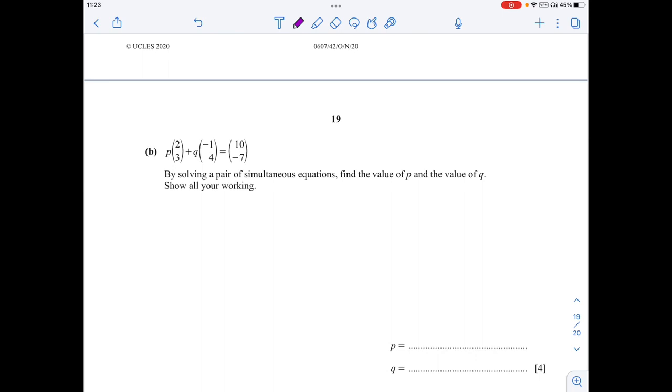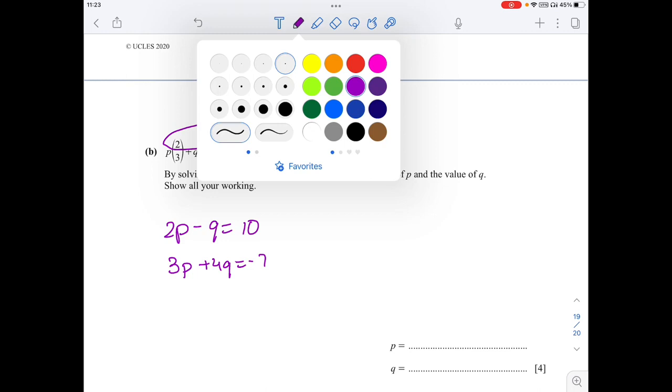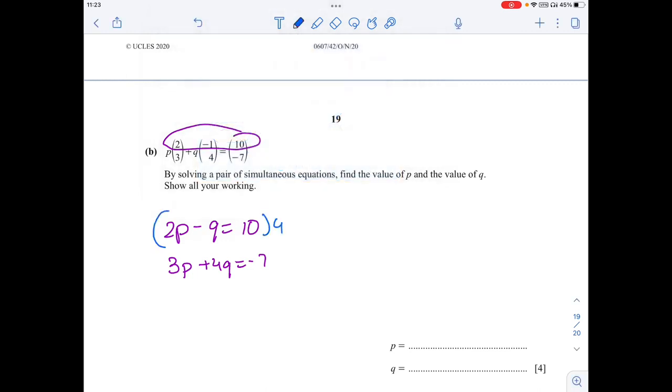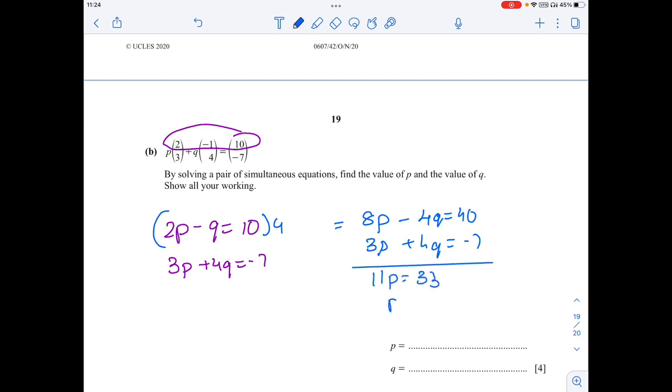Next, P times 2, 3, plus Q times minus 1, 4 equals 10 and negative 7. So take the x coordinates, it becomes 2P minus Q equals 10. Take the y coordinates, 3P plus 4Q equals negative 7. Multiply the first equation with 4. So what does that become? 8P minus 4Q equals 40. 3P plus 4Q equals negative 7. Add both. 11P equals 33. P equals 3.